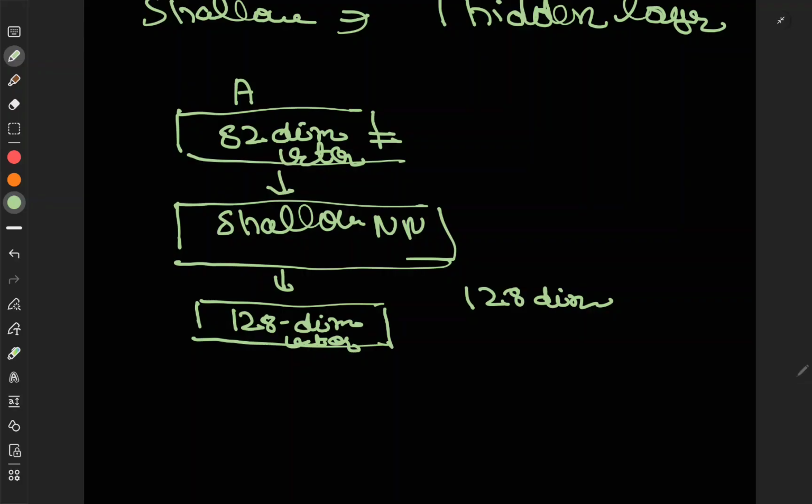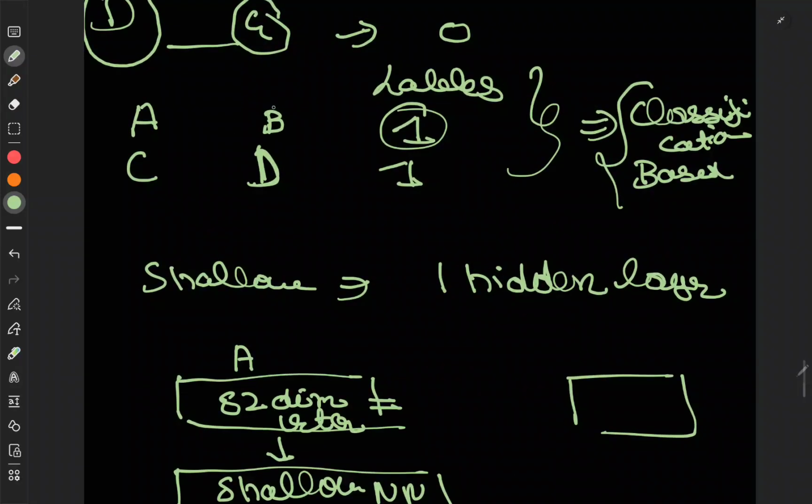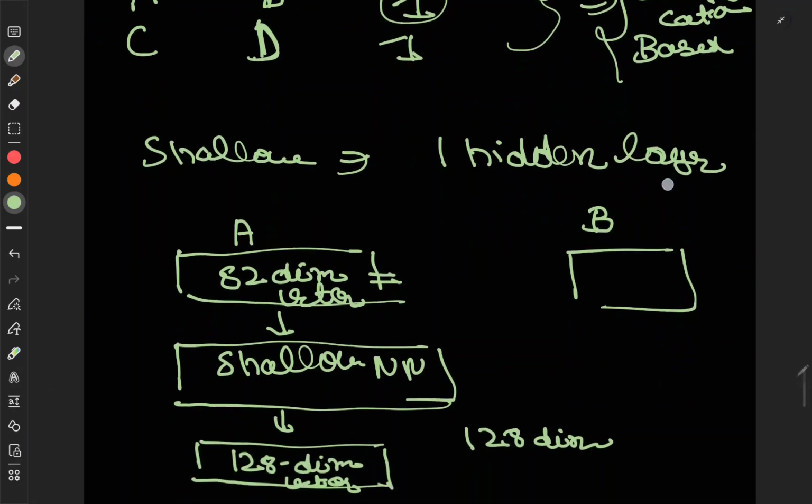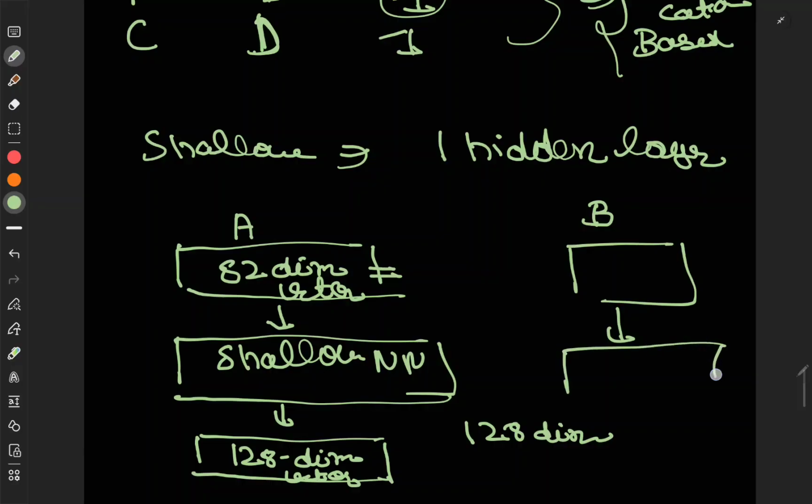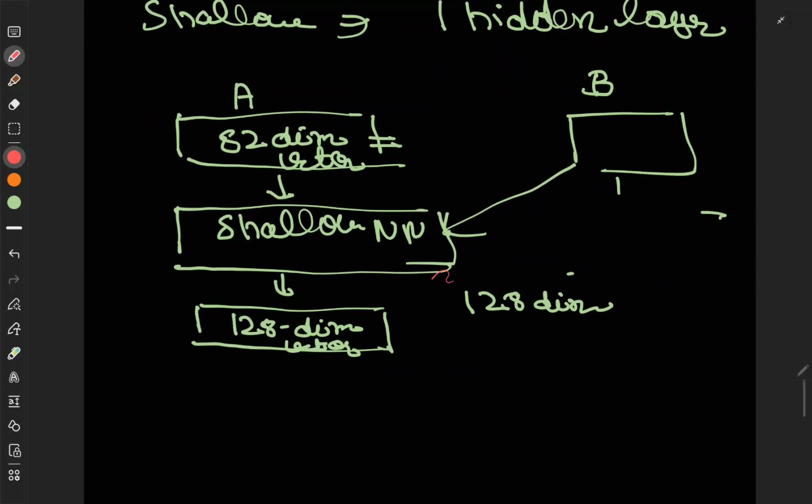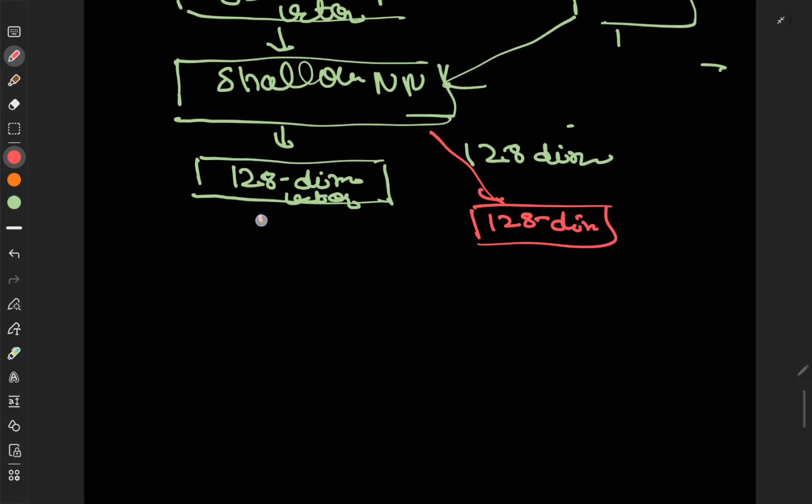Okay, now similar could be done for this particular listing B. We have this shallow neural network, meaning it will be using the same shallow neural network, converting it into a different 128 dimension vector. Okay, then what we do is that we calculate cosine similarity between them.